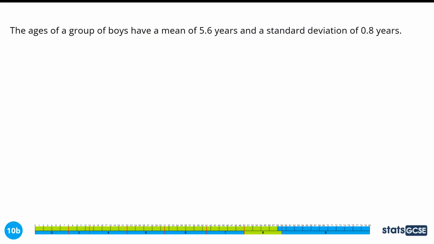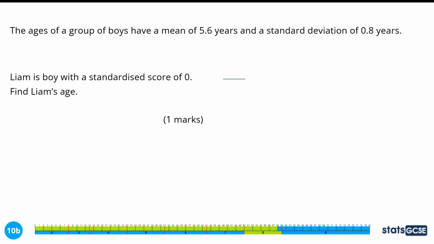The ages of a group of boys have a mean of 5.6 years and a standard deviation of 0.8 years. Liam is a boy with a standardised score of 0. Find Liam's age. Standardised scores are measured from the mean, so a standardised score of 0 will just be the mean. So Liam's age is 5.6.